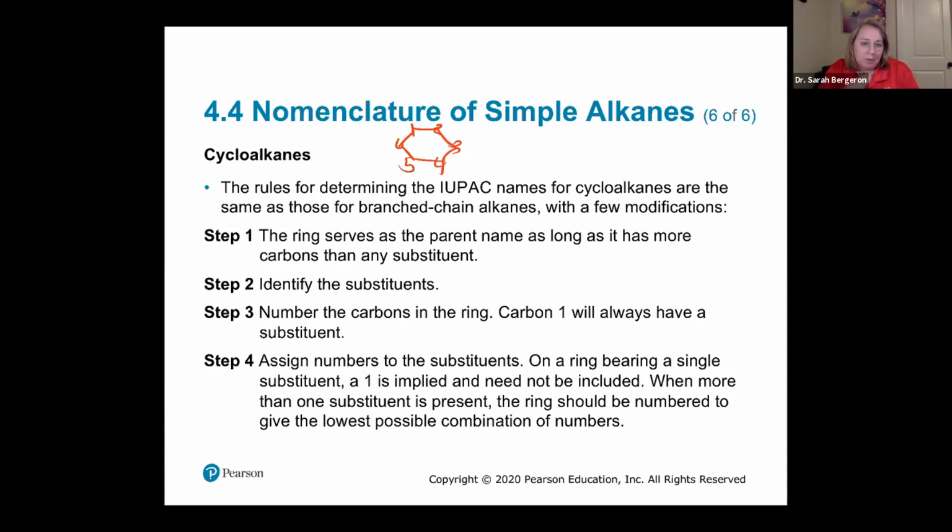So we number the carbons in the ring, and we look at our substituents, right? Anytime you have only one substituent, you're going to make that carbon 1. If you have more than one substituent, one of the substituents is going to be on carbon 1, and then the rest will be on the lowest numbers possible, right? So we want the lowest possible combination of numbers when we talk about our substituents. All right, and if you have a ring and it only has one substituent, you can just name it and you can automatically assume that the 1 is there and you don't have to write it.